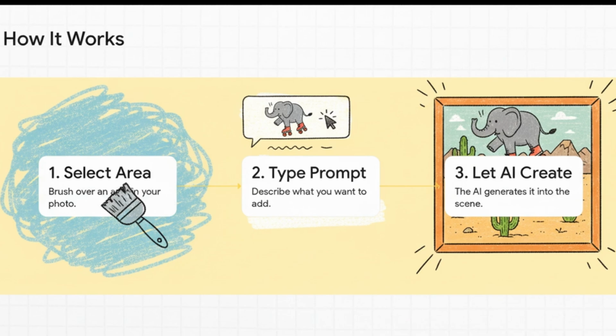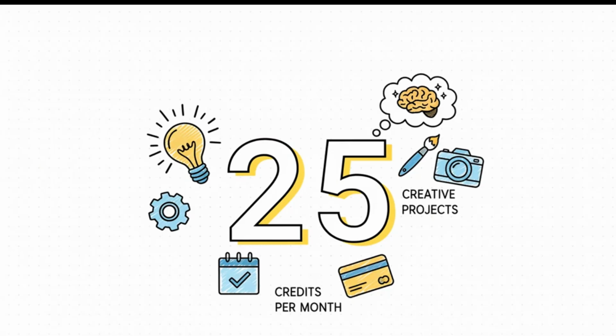It's that easy. Okay, just a quick practical note here. Because these AI features use a ton of computer power on Adobe's end, you get 25 generative credits each month to use them. It's just something to keep in mind. It kind of encourages you to use this awesome power for your most important or ambitious ideas.